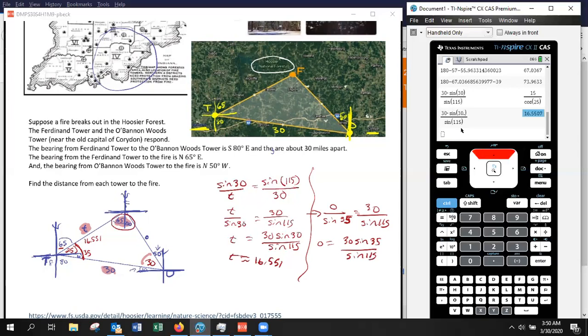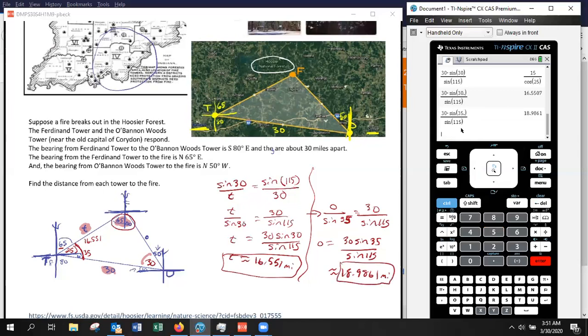Throw that in the calculator. So 30 sine of 35 divided by sine of 115. We get O is about 18.9861 miles. So the distance to the Ferdinand Tower is about 16.5 miles. The distance to the O'Bannon Woods Tower is about almost 19 miles.